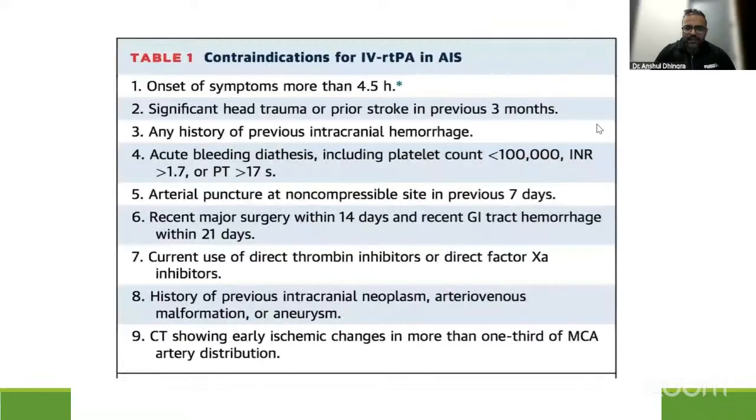So contraindications of IV rtPA are onset of symptoms more than 4.5 hours, significant head trauma or prior stroke in the previous 3 months, any history of previous intracranial hemorrhage, acute bleeding diathesis including platelet count of less than 1 lakh, INR of more than 1.7, arterial puncture at a non-compressible site in the previous 7 days, recent major surgery within 14 days or recent GI tract hemorrhage within 21 days, current use of direct thrombin inhibitors or direct factor Xa inhibitors, history of previous intracranial neoplasm, AV malformation, or aneurysm, CT showing early ischemic signs in more than one third of the MCA distribution.